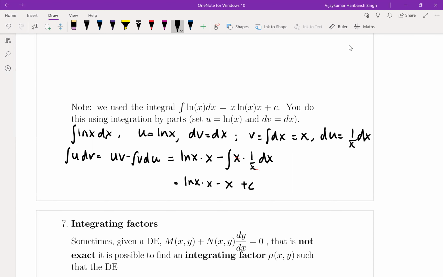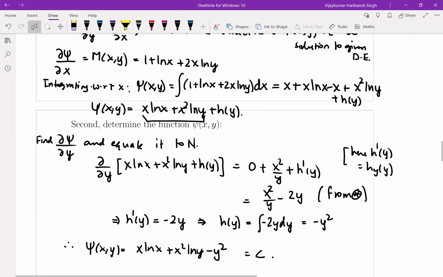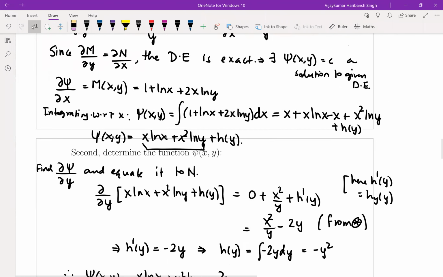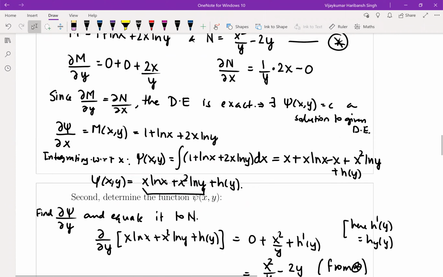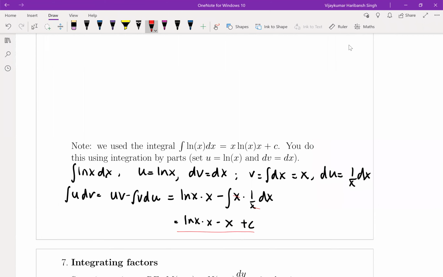So that's why here we have replaced directly the integration of ln x in this part. The integration of ln x was replaced as x ln x minus x. All right, again.